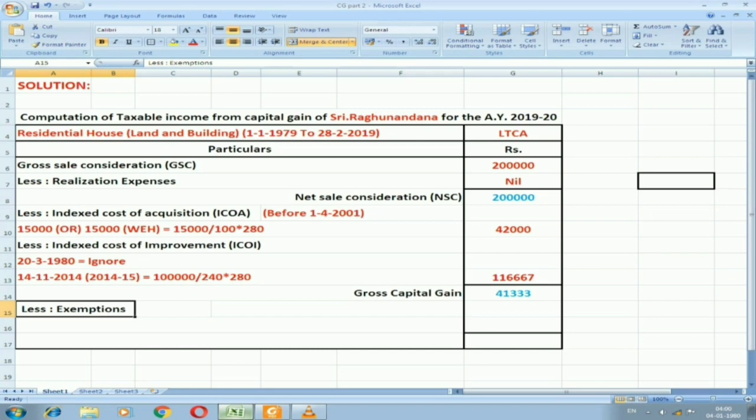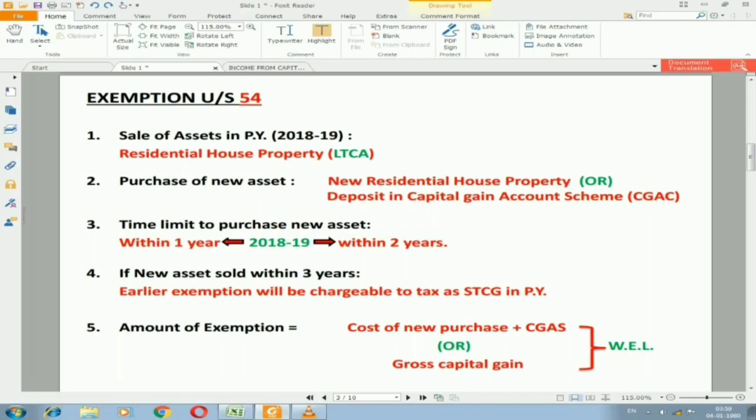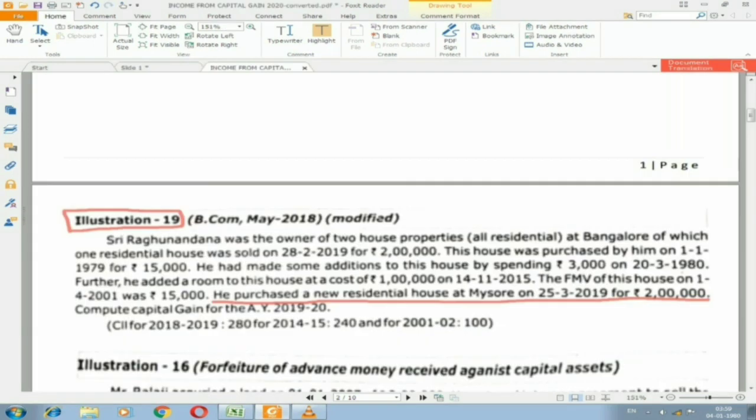Now let us check the second condition. The assessee should purchase either a residential house property or deposit in the capital gain account scheme. So let us see what the assessee has purchased. In the illustration you can see he purchased a new residential house. So the second condition is also satisfied.